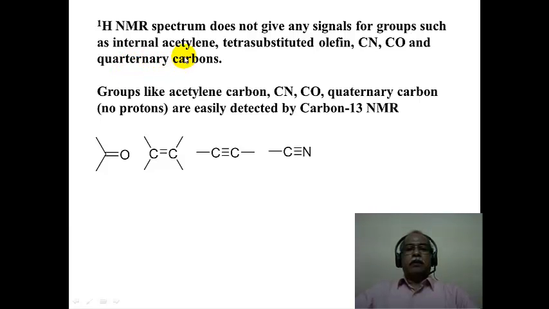Now these carbons do not bear a proton, so there is no proton signature in the Proton NMR spectrum for any of these groups. On the other hand, in the Carbon-13 spectrum, one gets direct evidence for groups like acetylenic carbon, cyano, carbonyl carbon, quaternary carbon, and so on. So these are easily detected in Carbon-13 spectroscopy in comparison to Proton NMR spectroscopy, where one does not get direct evidence for the presence of any of these groups.